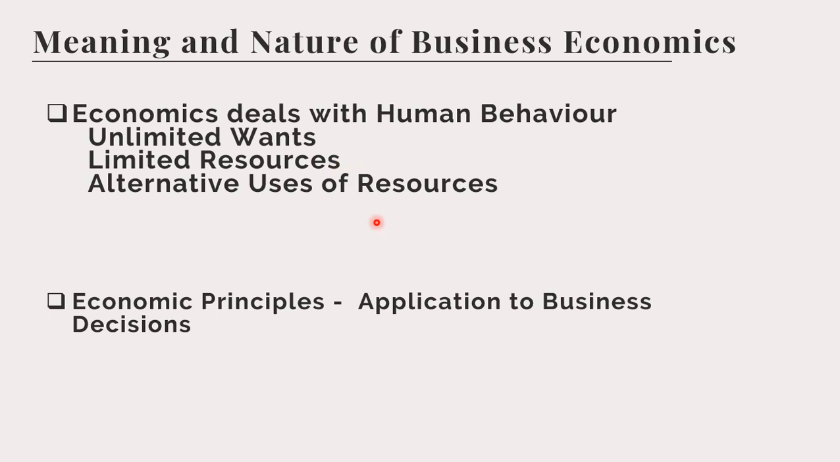And then there is alternative use of resources, meaning resources which are available can be utilized for alternative purposes. For example, purchasing a mobile phone or smartphone for attending lecture is our want. In order to purchase the mobile phone, money is the resource, and that amount of money available with us, we can use for various purposes. For example, with the help of that money we can purchase a mobile phone.